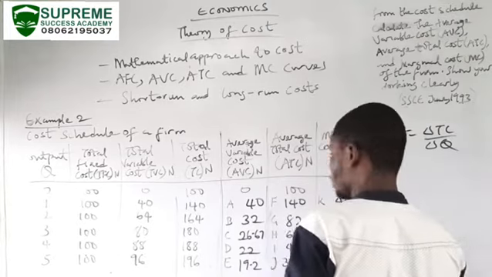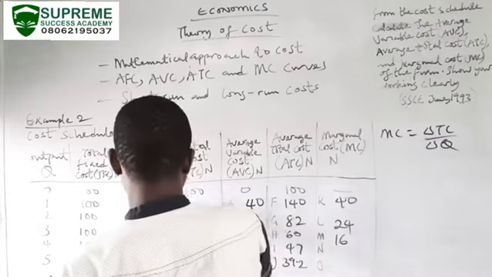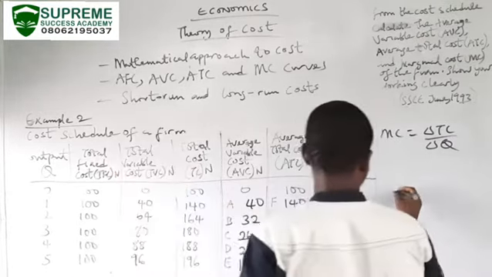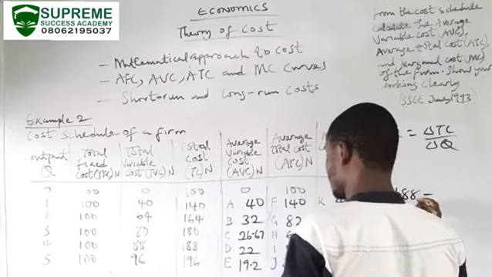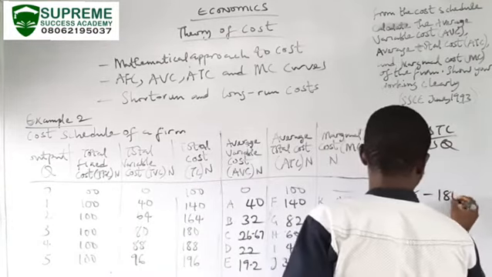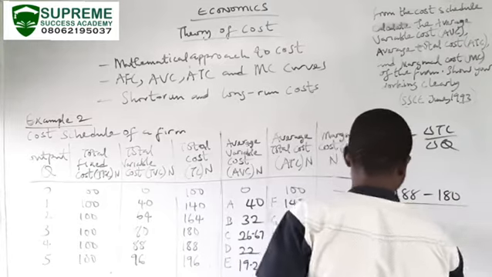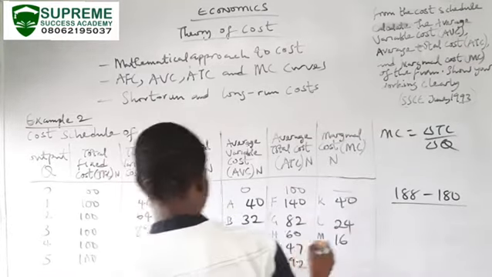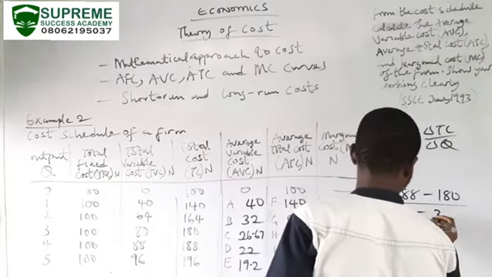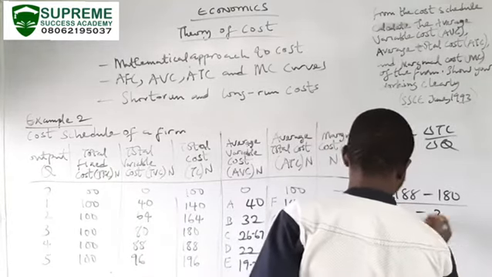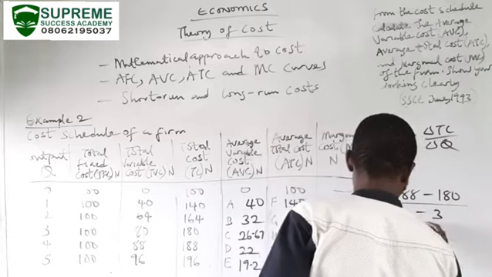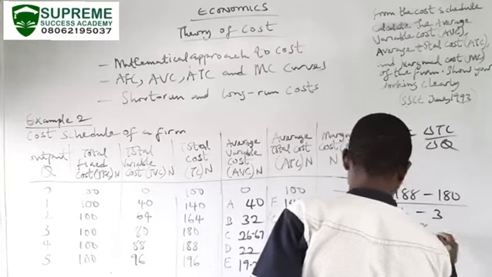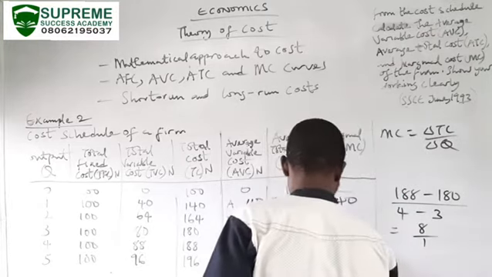So for the fourth one, we have the total cost 188. 188 minus 180, divided by the output, 4 minus 3. 188 minus 180 will give us 8, divided by 4 minus 3, which is 1. Then the answer equals 8.